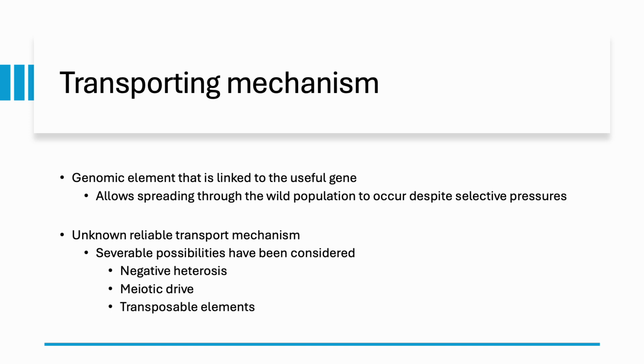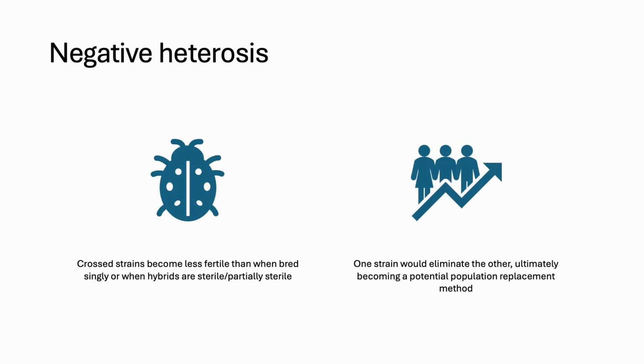Several possibilities have been considered as reliable transport mechanisms, such as negative heterosis, meiotic drive, and transposable elements. In negative heterosis, cross strains are less fertile than when bred singly, or hybrids are sterile or partially sterile. One strain would eliminate the other, ultimately becoming a potential population replacement method.